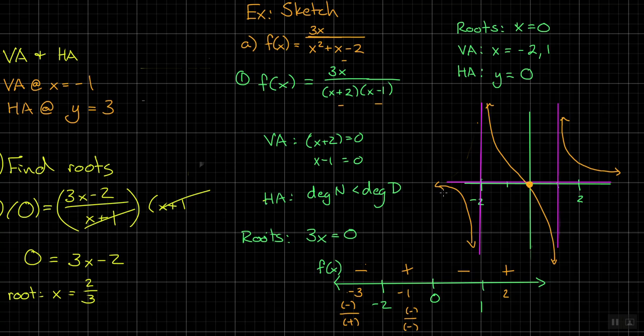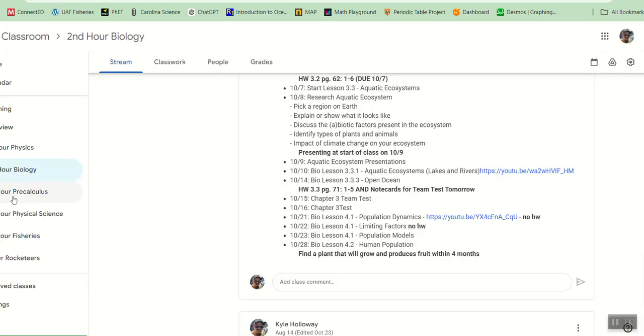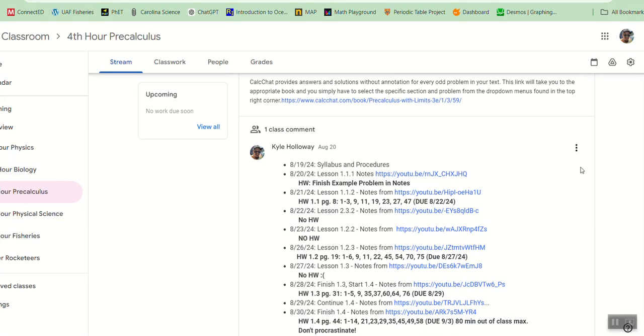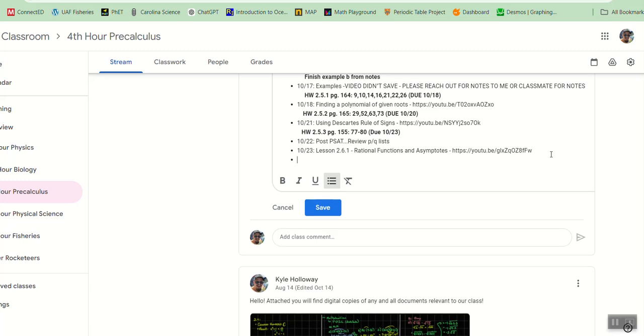All right, we're going to try something different here. I want you and your table groups to decide on the same numbers, okay? This homework, we're going to try something wonky. Haven't done this with you guys this year, but we'll see how it goes. Okay, so let's check it out. Today is the 28th of October. We just did lesson 2.6.2, sketching rational functions.